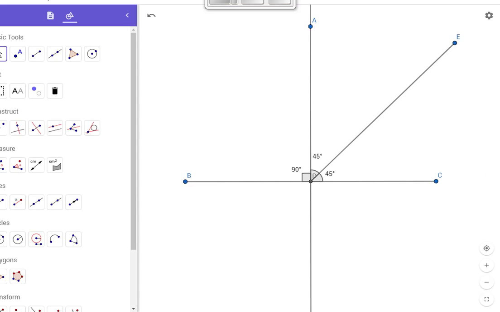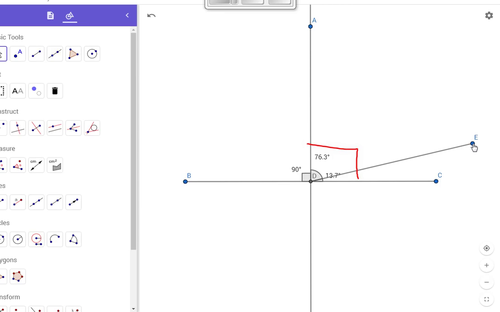What I want you to notice here is that this point right here is point D. ADB is 90 degrees, and so that means angle ADC is also 90 degrees. It's 45 degrees plus 45 degrees, right? 45 plus 45 is 90. Now, what happens if I take my point E and I take line DE and I move it, and so forth? I make the angles different.